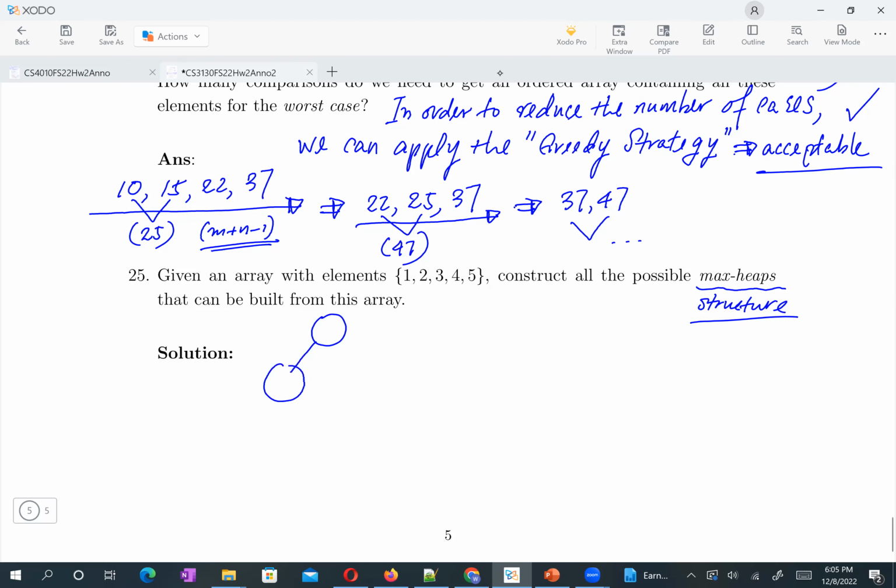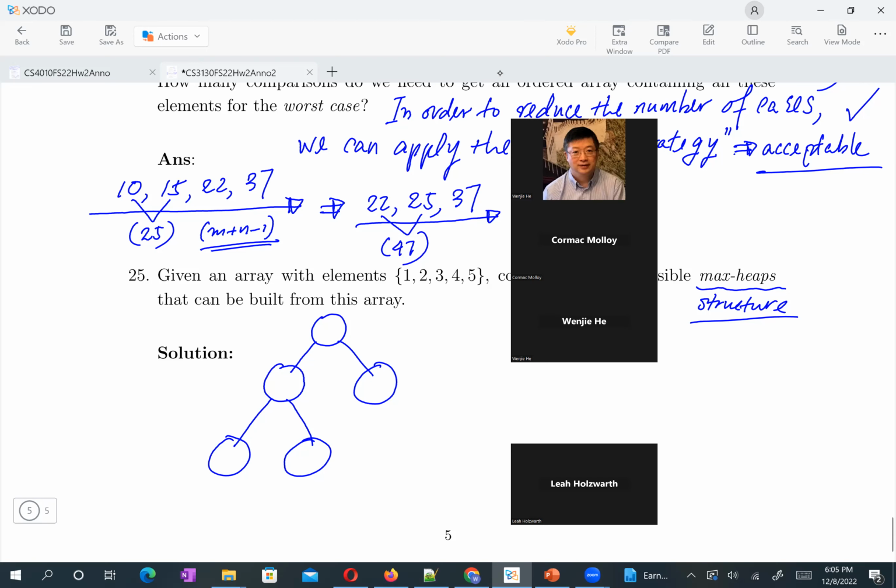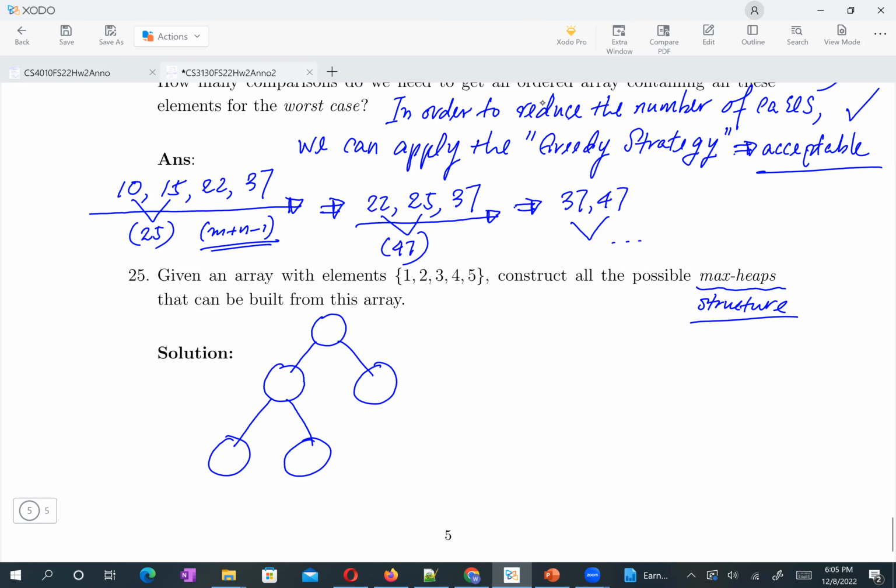First, we know the 5 nodes should be arranged as a near complete binary tree, right? So all the levels are full except the last level. Last level, only 2 nodes. And we also know the maximum element should be at the root. 5 is here. 5 is fixed.